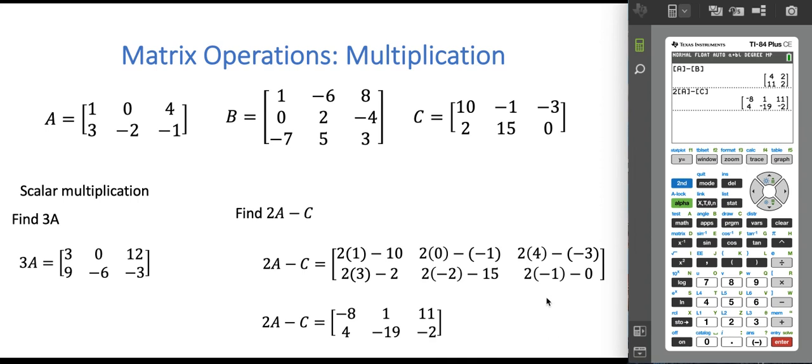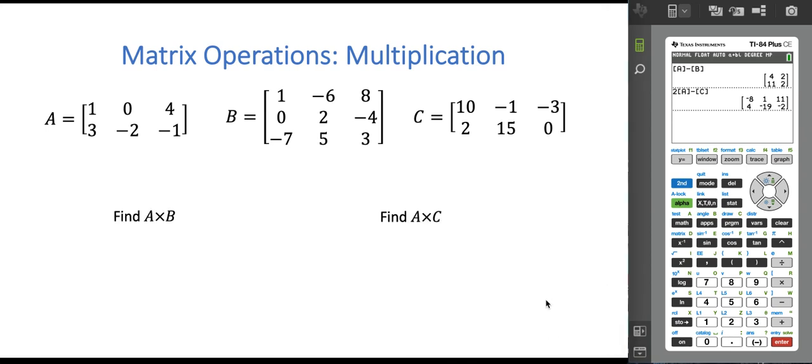Okay, now what about the other type of multiplication? The other type of multiplication looks like this. We want to find a times b, we want to find a times c. Now, what are the sizes of the matrices? Matrix A is 2 by 3, matrix B is 3 by 3, and matrix C is also a 2 by 3. To do the matrix multiplication, you have to pay attention to the size of the matrices.